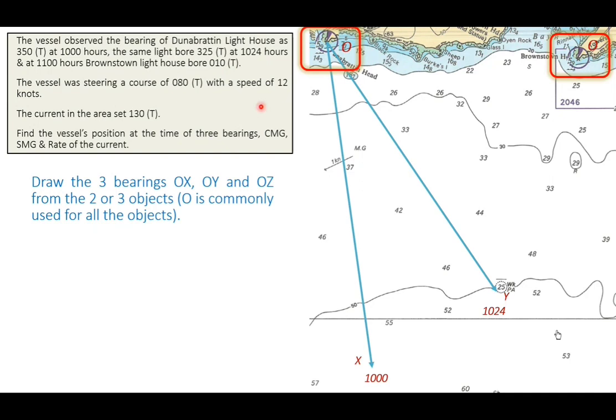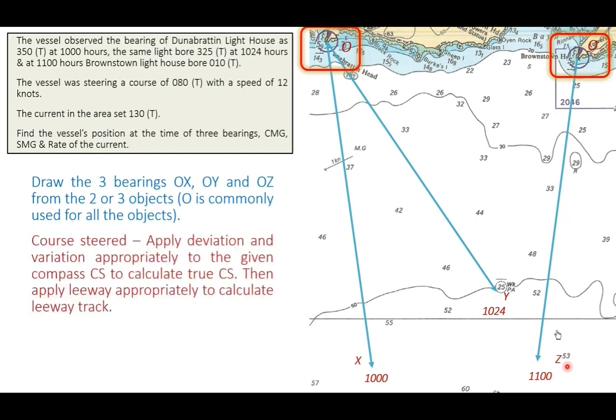Let's plot the third bearing now. The third bearing is 010 and it's from Brownstone Lighthouse. So from this particular light, a bearing of 010 is plotted on the chart. This was taken at 1100 hours, so we mention the time with the bearing. And let's name this bearing line as OZ. So you see the point Z marked here. And with this, we have the three bearings, the three position lines, plotted on the chart.